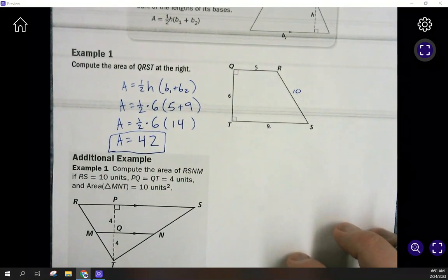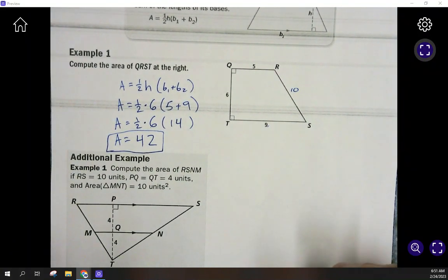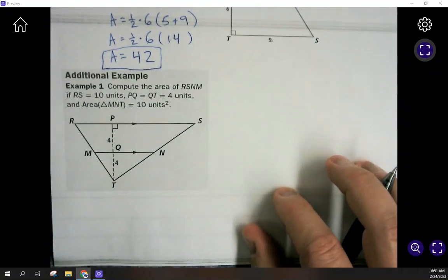All right, so that's your basic trapezoid area problem. So let's look at one that's going to take a little more thinking.